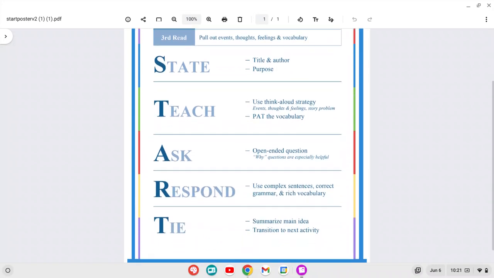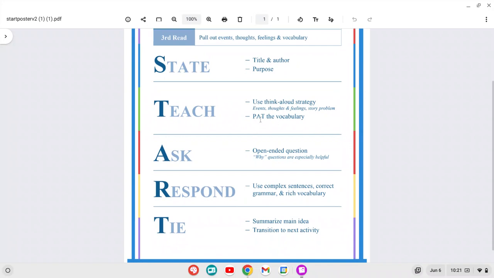START stands for state, title, author, purpose. Teach, you're using those think aloud strategies because a lot of times we have to model those strategies for students so that they learn them. Because I know I was guilty. I would just assume that the kids have the strategy and they know it, but they don't. We have to model so they can learn it.